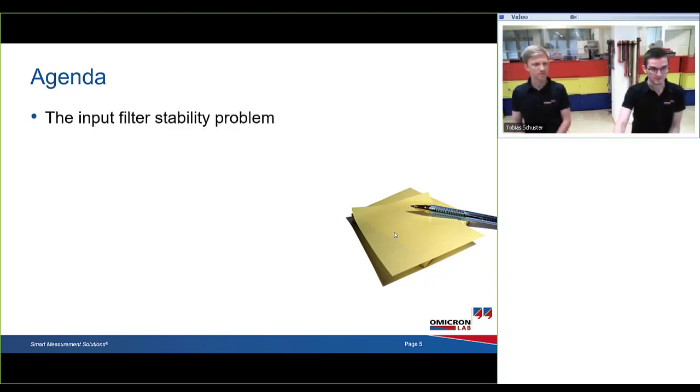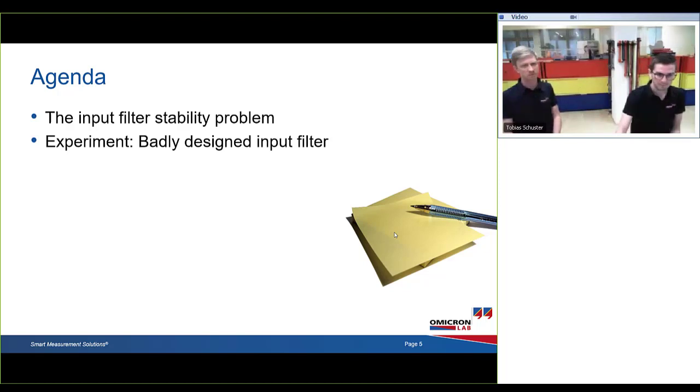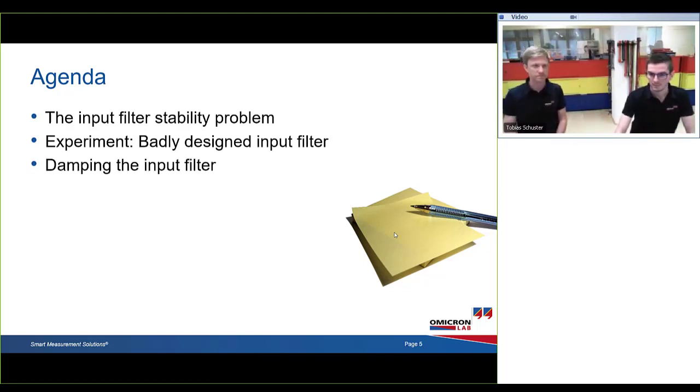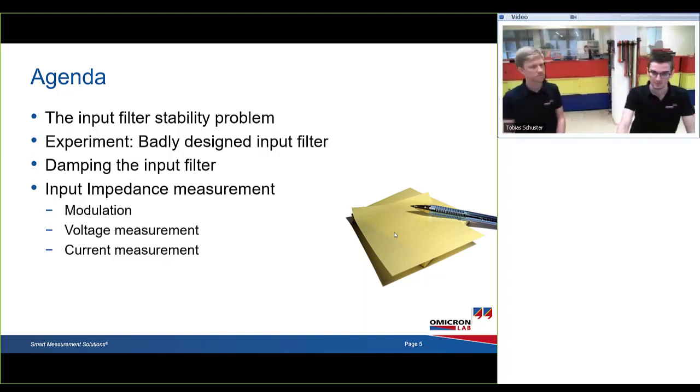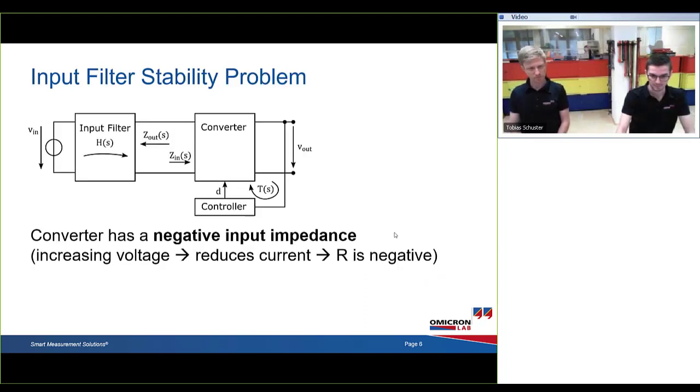For today's agenda, we'll talk about the input filter stability problem, do an experiment: what happens if you have a badly designed input filter, how you can damp the filter, and how it looks in the input impedance measurement. First of all the modulation, how you can measure the voltage and how you can measure the current, what the possibilities are to do so, and in the end we will have a hands-on measurement. So I will now hand over to Florian, who will do the first part of this presentation.